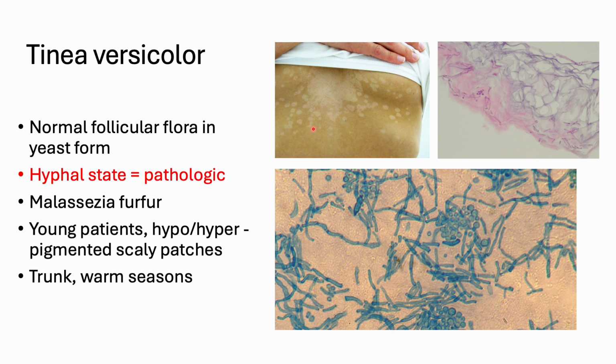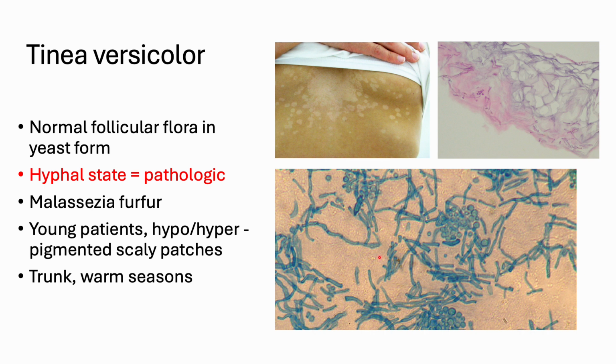The next disorder is called tinea versicolor. You can see in this dark-skinned patient, there are abundant hypopigmented patches. And when we biopsy them, we will see there are two types of fungal form. First is the yeast, and the second is the hyphae. Tinea versicolor is caused by Malassezia furfur, which is a normal follicular flora in the skin when they are yeast form. When they start to overgrow and grow like a hyphae form, then it becomes pathogenic.